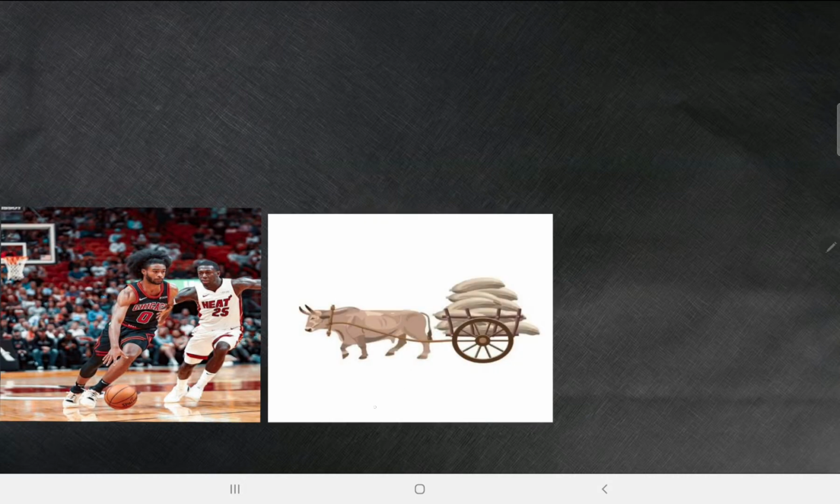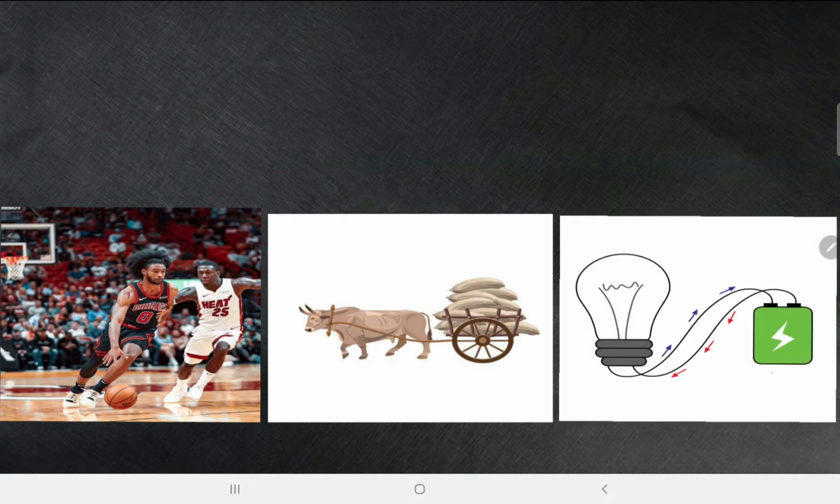Let us take some of these instances. Look at this instance here. This is two basketball players. They are trying to get hold of this ball and they want to basket it. All right. And the second situation is here is an ox which is pulling this bullock cart.